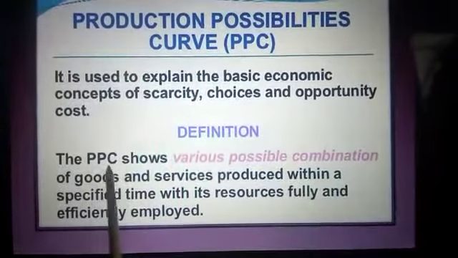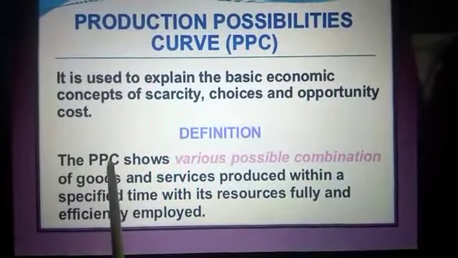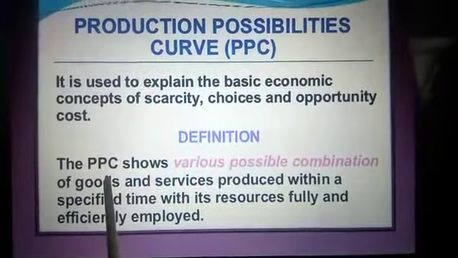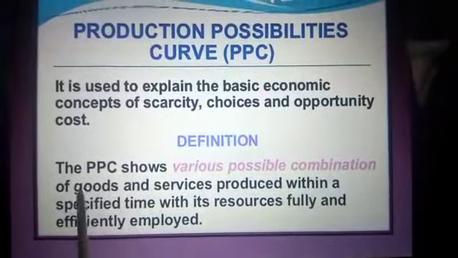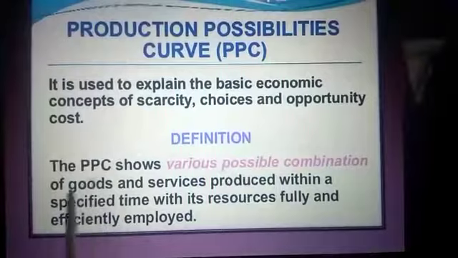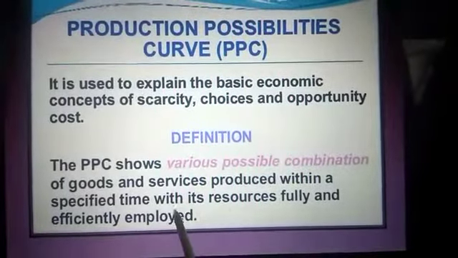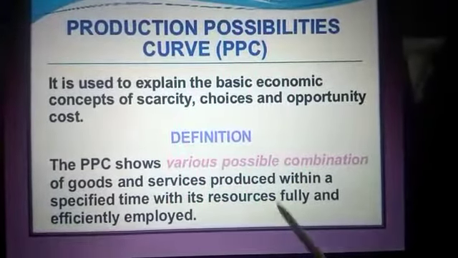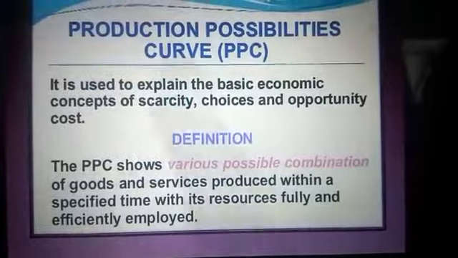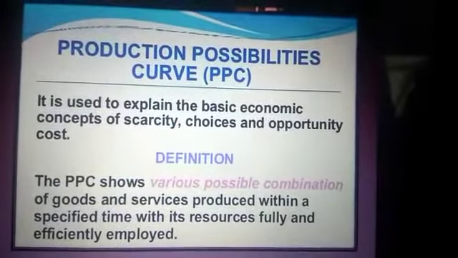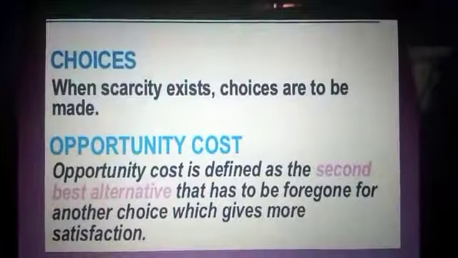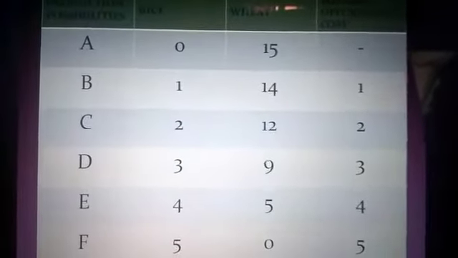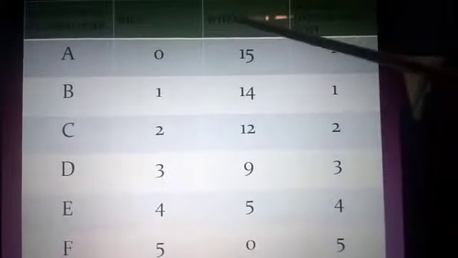The PPC, production possibility curve, also known as production possibility frontier, shows the various possible combinations of goods and services produced within a specified period of time with the resources which are fully and efficiently employed. We are assuming that the resources are fully employed. We next move on to an example of production possibility curve.